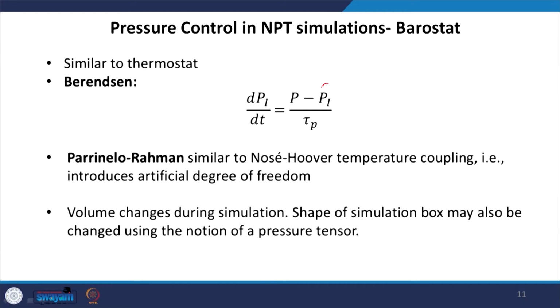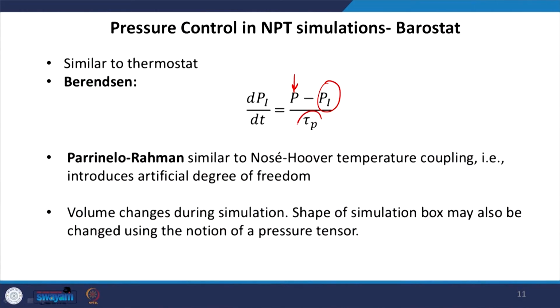We can define an instantaneous pressure that represents the pressure at a point in the simulation, and P is the target pressure or the controlling pressure where I want to go to, and tau P again is some sort of coupling parameter. So for small tau P, we will have a strong coupling, and for large tau P, we will have a weak coupling, because it will take longer for the pressure to come back to the target value.